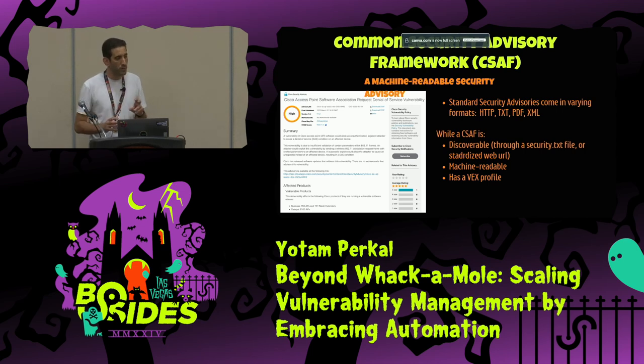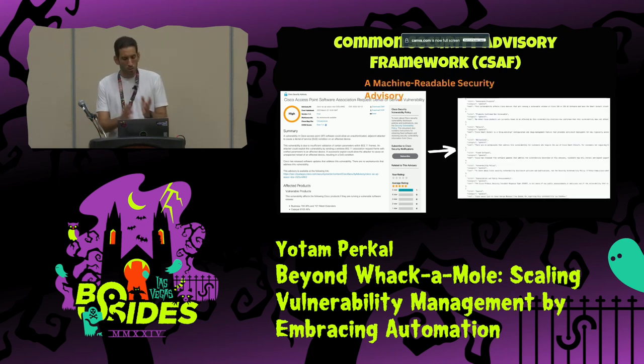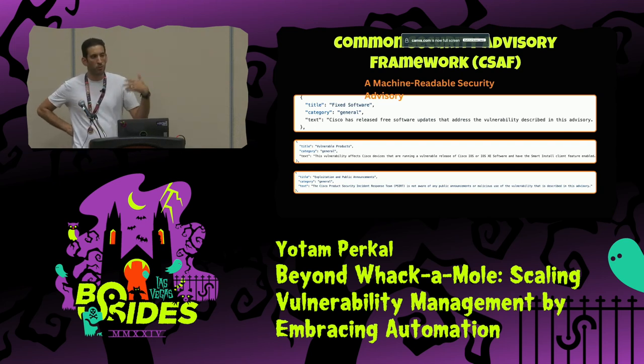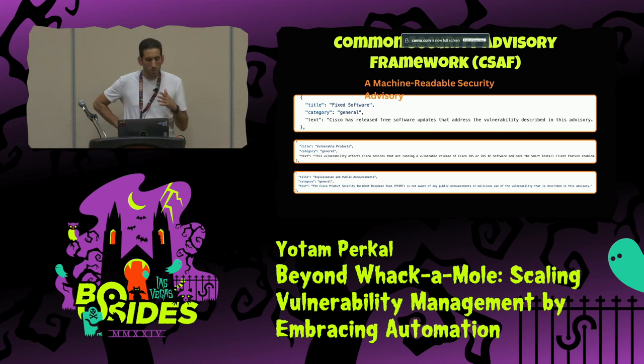So basically, it also has a VEX profile. Again, I'll explain VEX shortly in more detail. We want to go from this into this, which you don't see very clearly, so I'll try to zoom in, but basically it's a JSON. It allows you to communicate changes or updates in the advisory over time in a way that is, again, machine readable and can be consumed by machines or tools, which is huge.